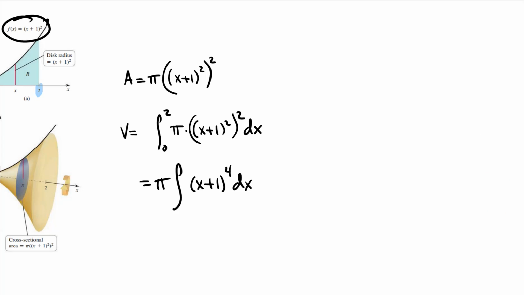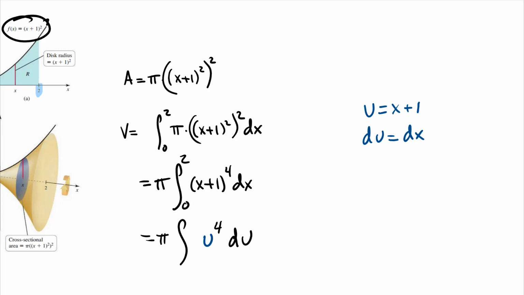So why don't we do a quick u sub? Let u equal x plus 1, therefore du equals dx. We replace our x plus 1 with u to the 4th power and put in our du, but now we need to change our bounds. We're going from 0 to 2. When x equals 2, u is 2 plus 1, which is 3. And when x equals 0, 0 plus 1 is 1. Cool! Now let's take care of our integral.